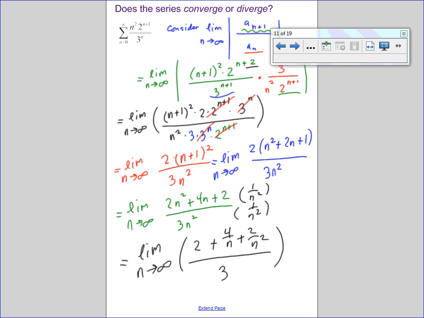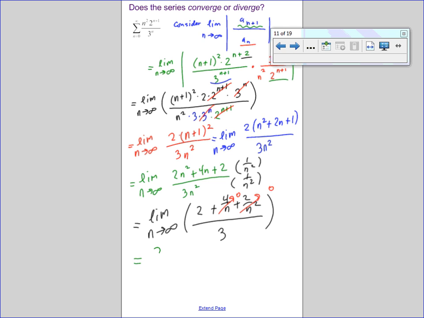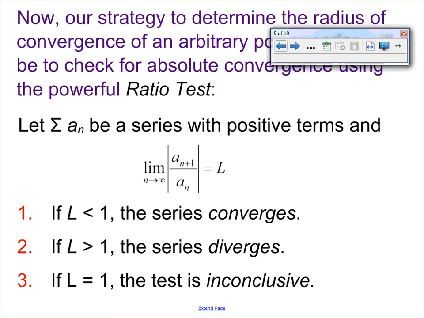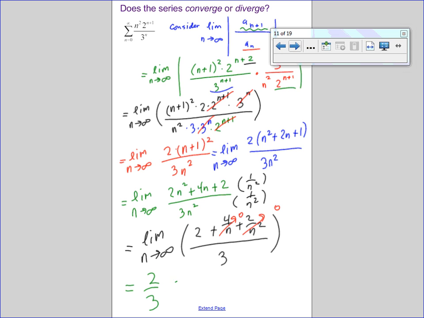As n goes to infinity, what happens to these terms? The 4 over n goes to 0. The 2 over n squared goes to 0. And I have a constant 2/3. And the limit of a constant is the constant. So at long last, we get 2/3, which is less than 0? No. Less than 1, greater than 1, or equal to 1? Less than 1. So the original converges by the ratio test. Better say that.